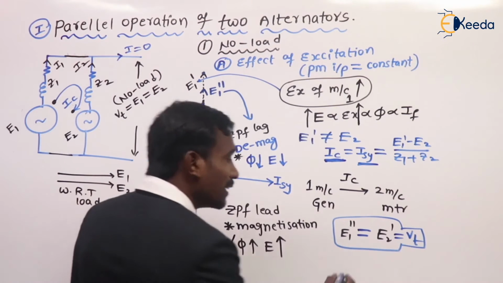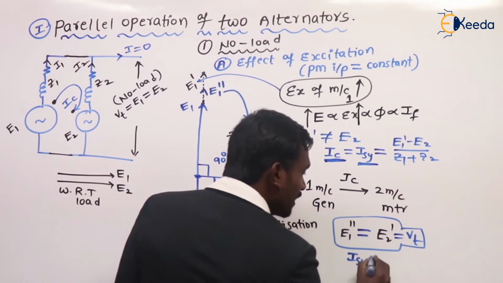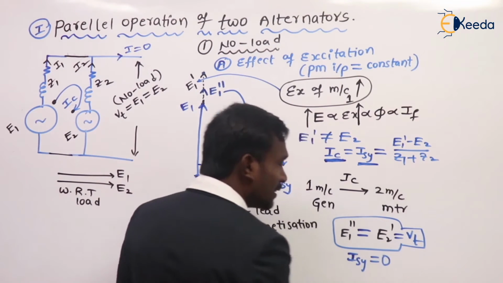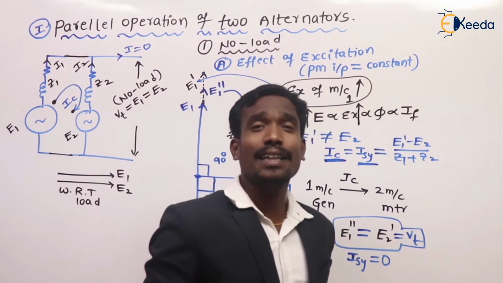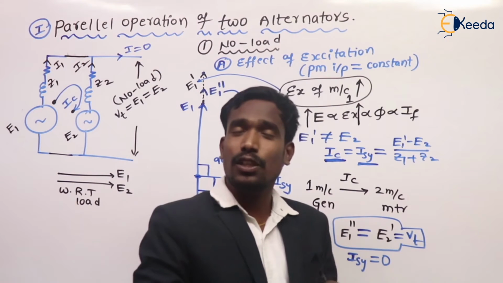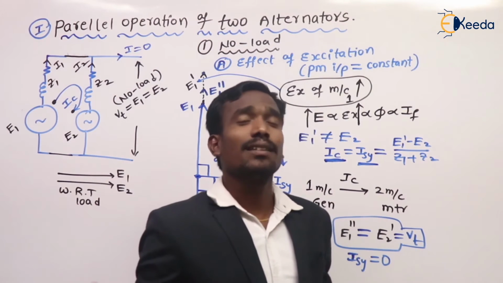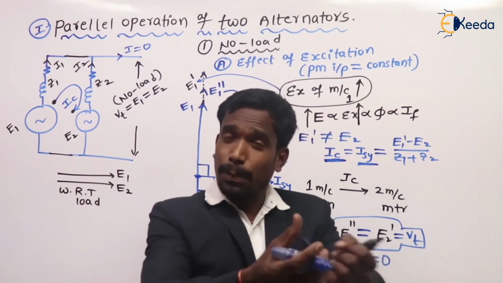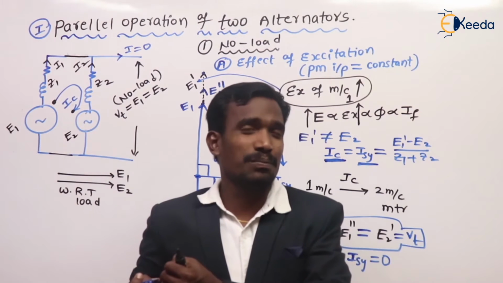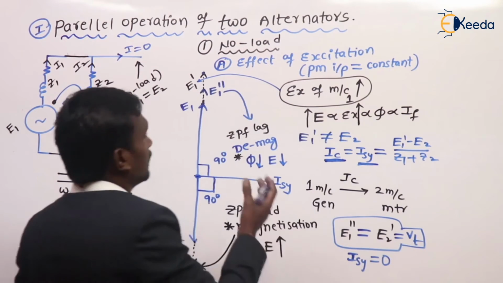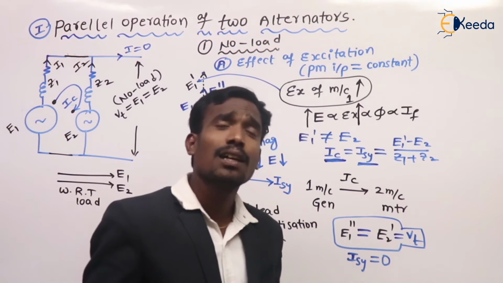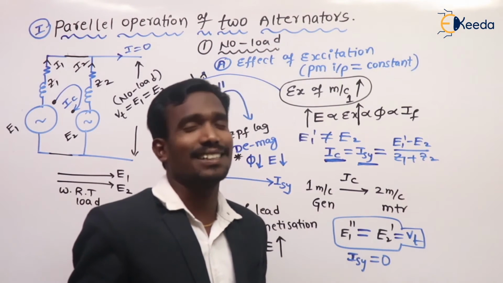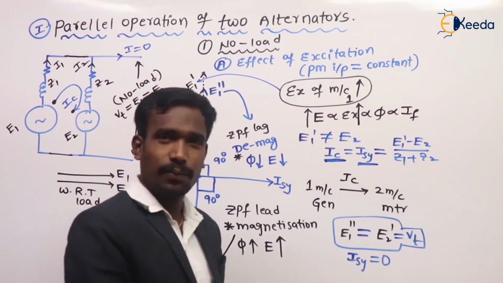Then what is the circulating current? Zero. What is the disturbance? Zero. There is no disturbance. Again the parallel operation is going on safely. The two alternators are brought into synchronism. This is the effect of excitation.